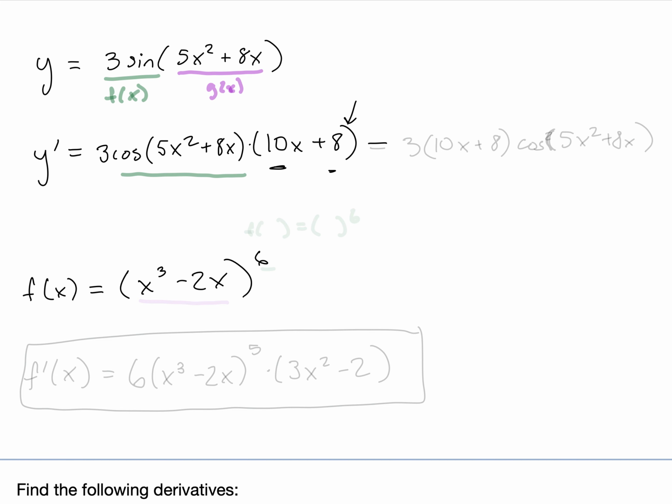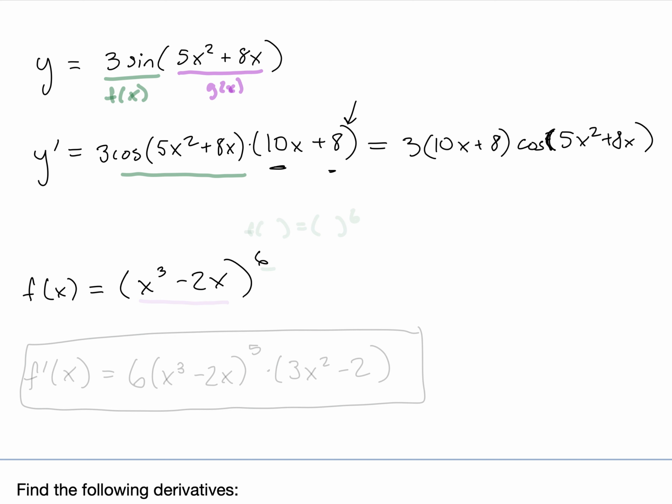So if we wish, we could rewrite that slightly. We could rewrite that as, let's say, 3 times 10x plus 8 times cosine of 5x squared plus 8x. So not a big difference, just putting the polynomial out front.